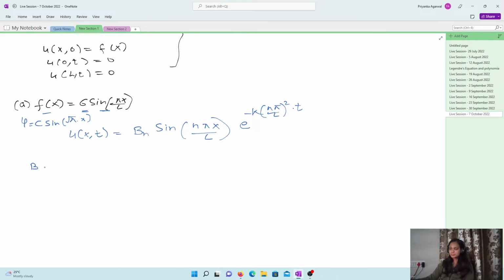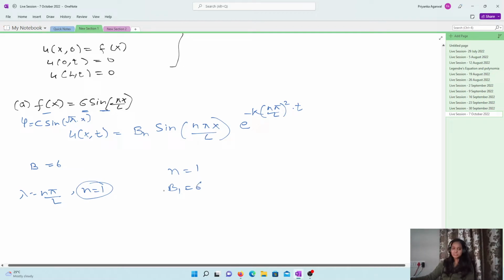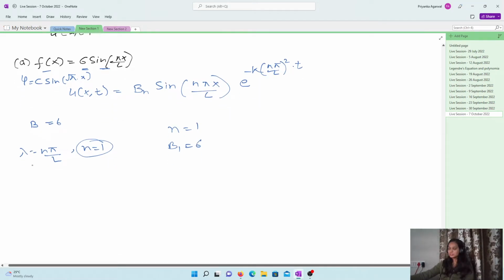B is 6, and since lambda was n pi by L, right? So here n can be chosen as 1. So n equals 1, and therefore b1 equals 6, right? So what the solution will become is, if you just compare this with this given form, okay?